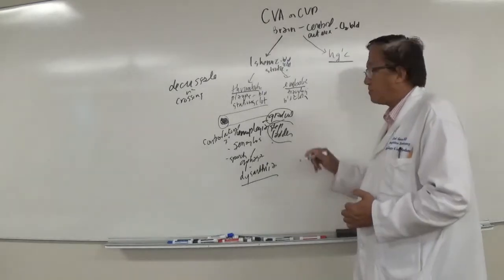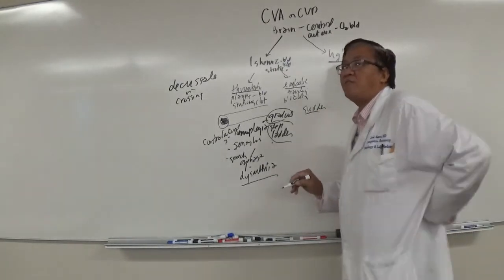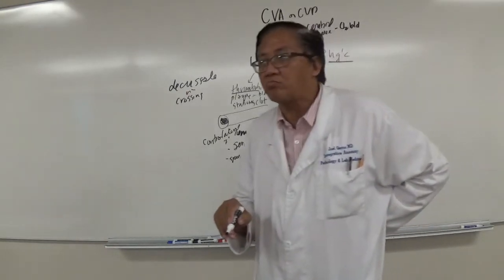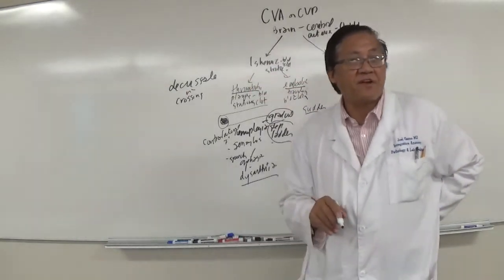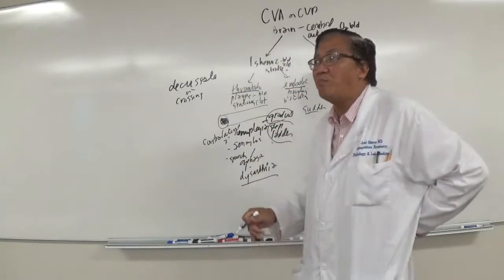Sudden or gradual? Sudden. Why? What's a common source of clot in patients with stroke? Which chamber of the heart is affected? I'm giving you the answer already. It's called cardioembolic stroke, right?